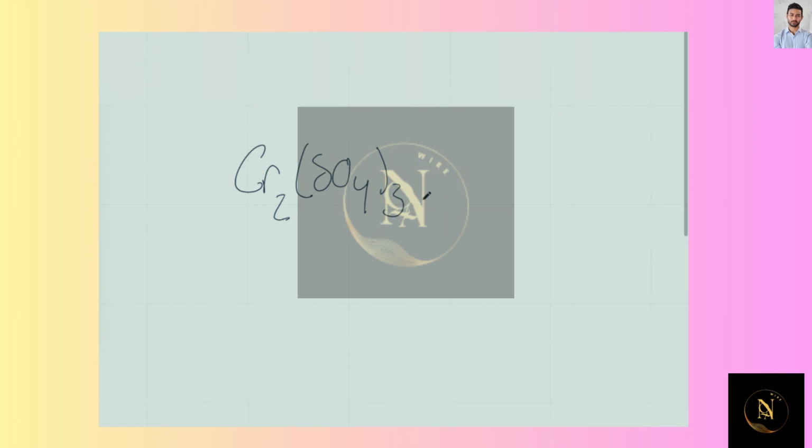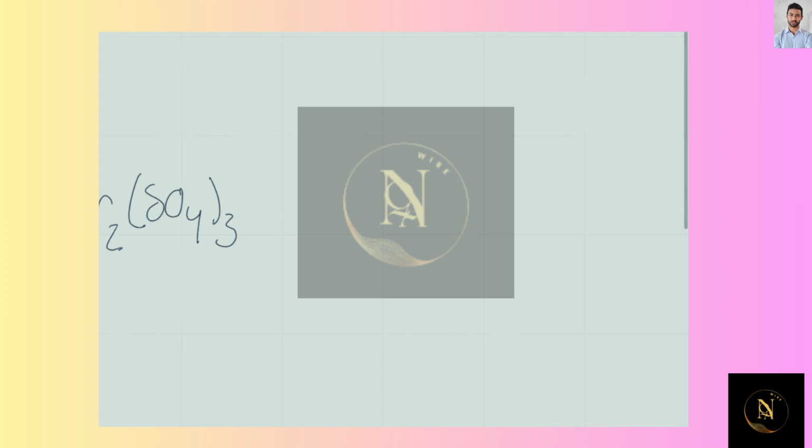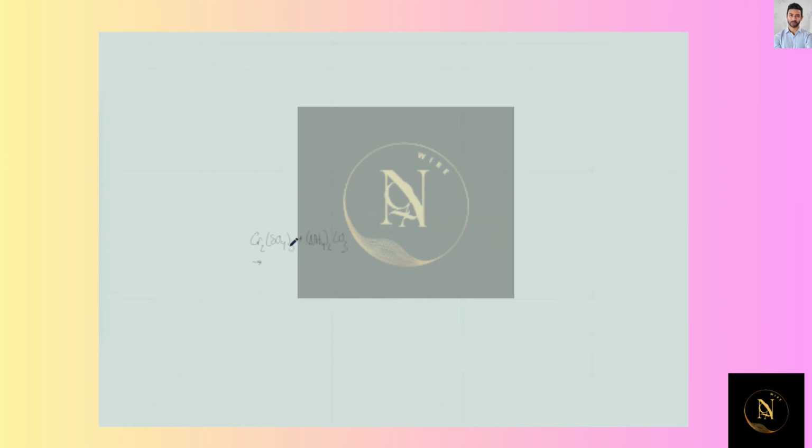Okay, we need to write a balanced chemical equation for two chromiums with three sulfates, combining with ammonium carbonate, right? So these are going to come together. I'll do it on the next line. I guess I can zoom out a little bit.